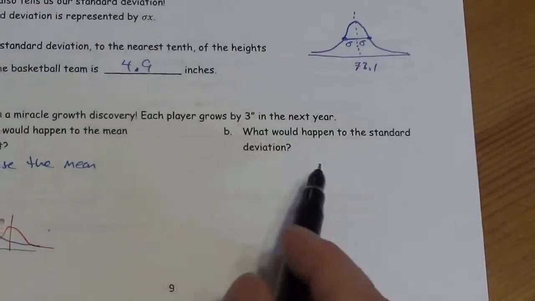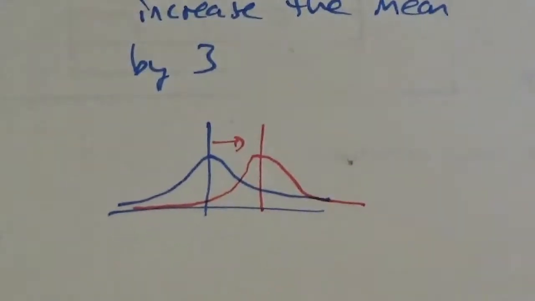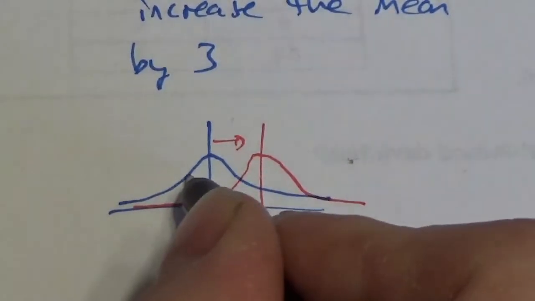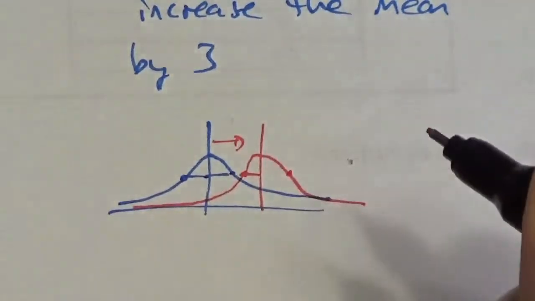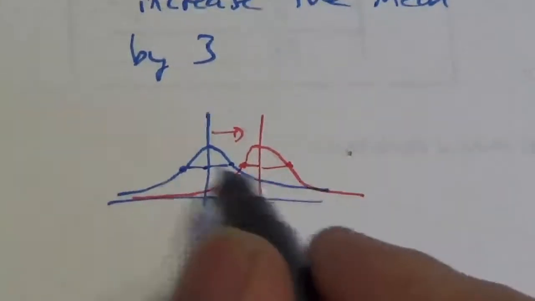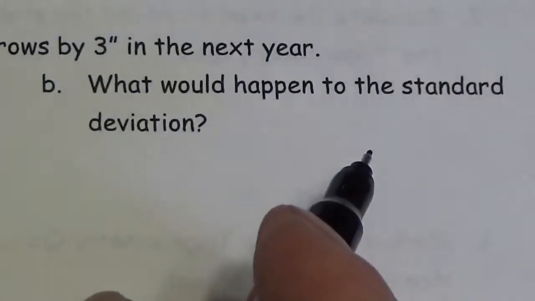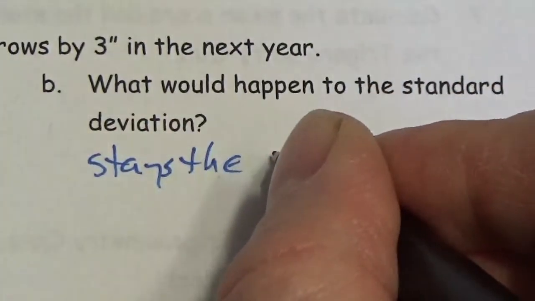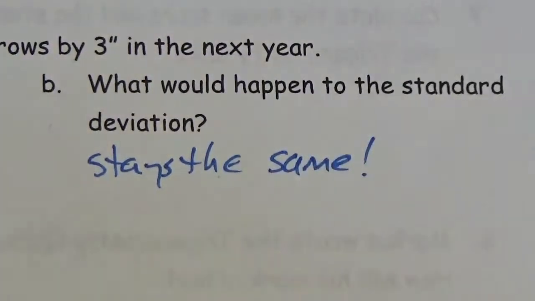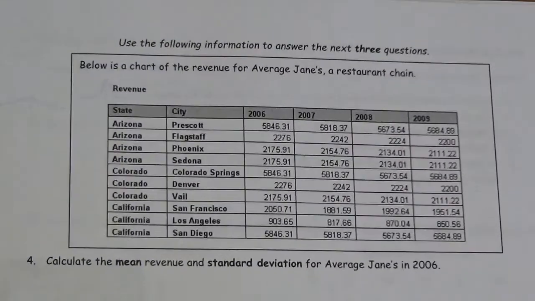Now, what would happen to the standard deviation? This graph gives you a pretty good visual of that. Remember that the standard deviation is the distance from there to the mean, there to the mean here. Granted, my graph is a little gross here. It should be a lot prettier. But that distance really hasn't changed. The whole graph has just slid forward. So what would happen to the standard deviation? It stays the same. The mean is going to increase by 3. The standard deviation won't.